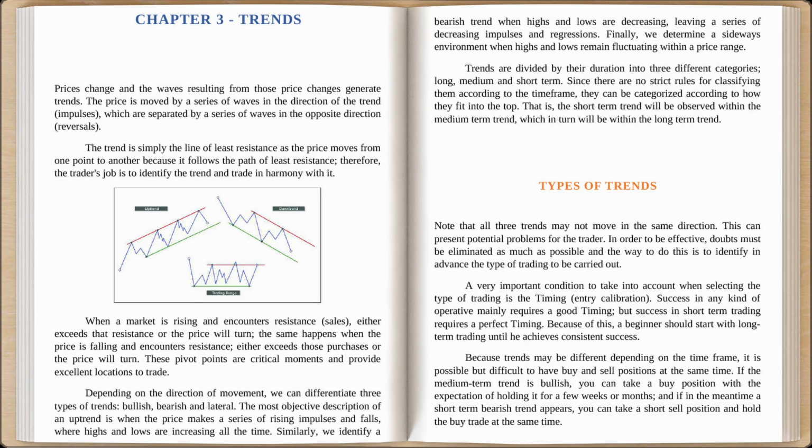Chapter 3. Trends. Prices change and the waves resulting from those price changes generate trends. The price is moved by a series of waves in the direction of the trend, impulses, which are separated by a series of waves in the opposite direction, reversals. The trend is simply the line of least resistance as the price moves from one point to another, because it follows the path of least resistance.